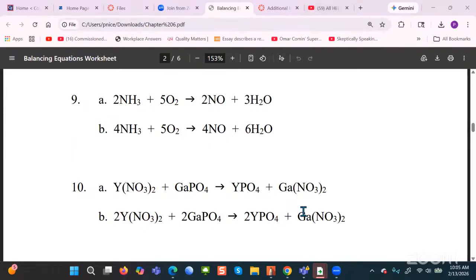Number 9. Which of the two is balanced in the case of number 9? Okay, somebody did. Okay, 3 persons responded this time, and all persons are correct. The answer is B for number 9. And then for number 10, which one of the two equations are balanced?